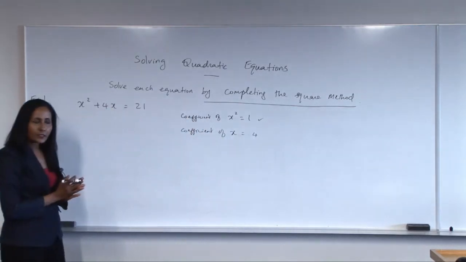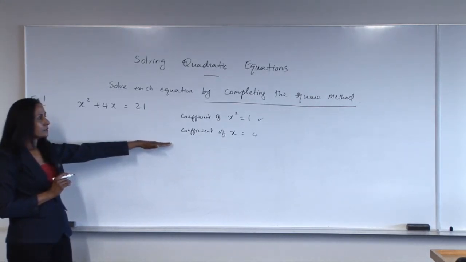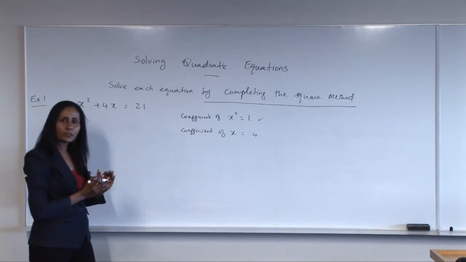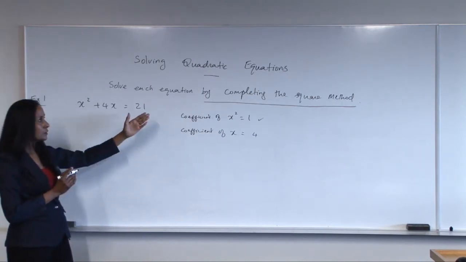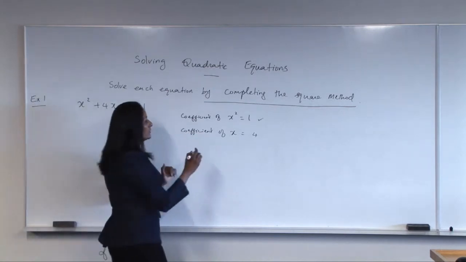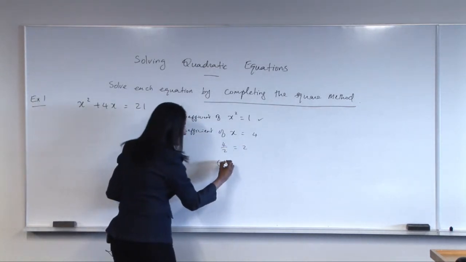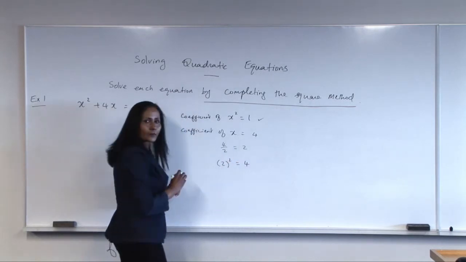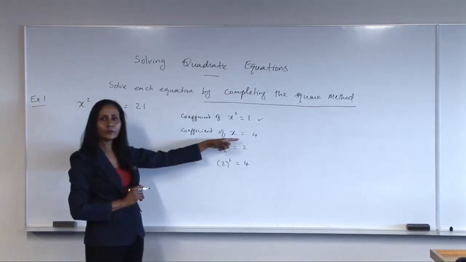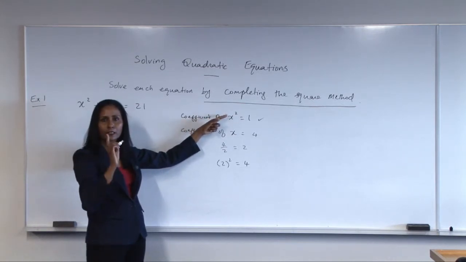So the method here is, after you find the coefficient of x, you divide by 2. This is the method to solve any quadratic equation by completing the square method. So divide by 2. 4 divided by 2 is 2. Now square it. You get 4. So after you check that the coefficient of x squared is 1, if it is not 1, divide both sides by that number to make it 1.